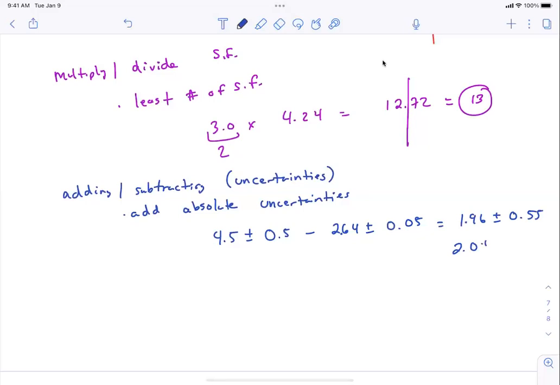That means it's 2.0 plus or minus 0.6, because everything should match place value wise with your absolute uncertainty and your actual measurement. So it'd be 2.0 plus or minus 0.6.